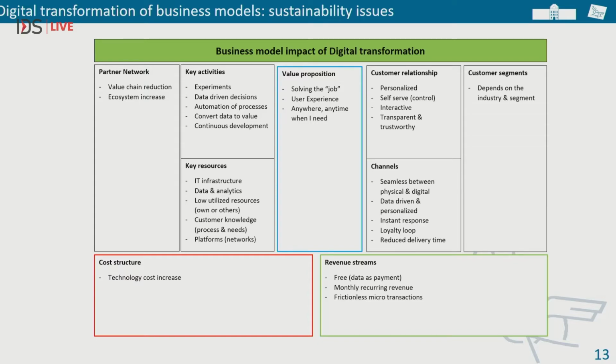In digital transformation, it should be more personalized. It could have self-service for customers. It should be interactive, transparent, and trustworthy. And regarding channels, seamless between physical and digital. Data-driven is very important and personalized. Instant response, loyalty loop, reduced delivery time.